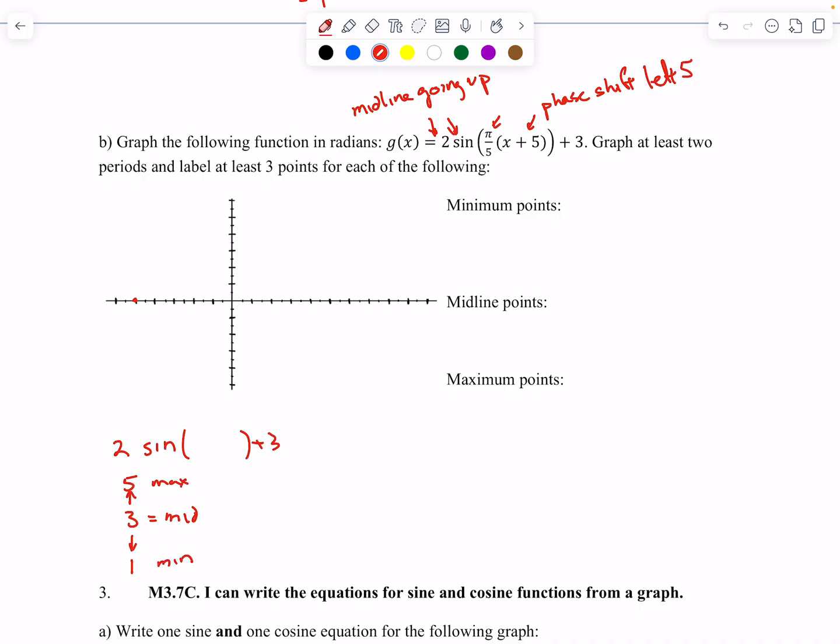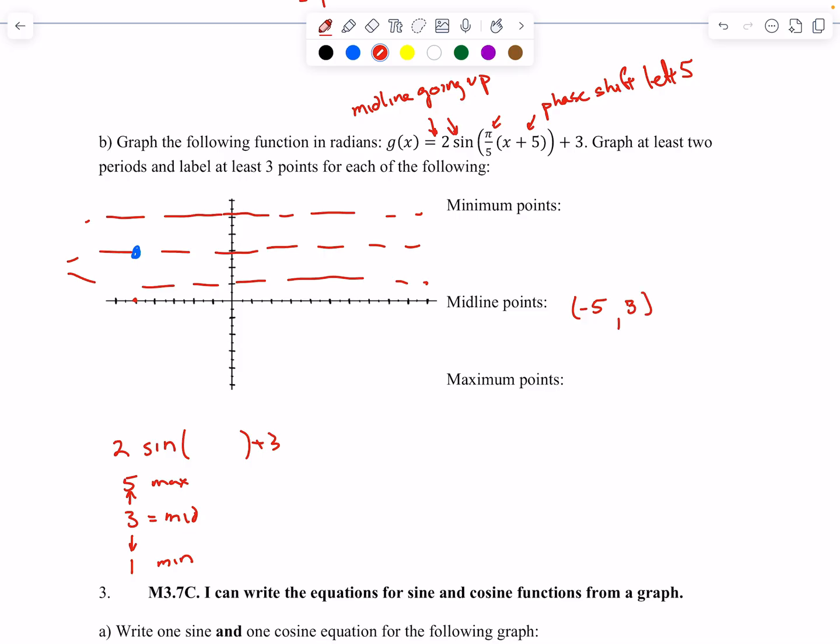So up to 5, midline of 3, minimum at 1, and it's in the midline going up at left 5. So left 1, 2, 3, 4, 5. That would be a midline point at an x coordinate of -5 and a y coordinate of the height at the midline, which is 3.